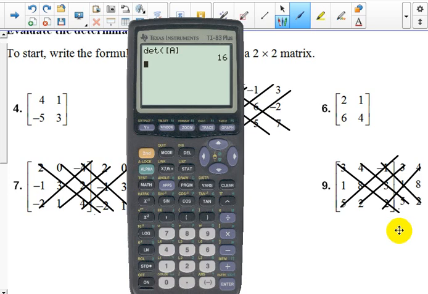So the angels sing, the heavens have parted. So there it is. How easy was that? So how many of you prefer to do it by hand? How many of you prefer the calculator? Yeah, I would too. But you've got to know how to do it by hand. I had to show that.